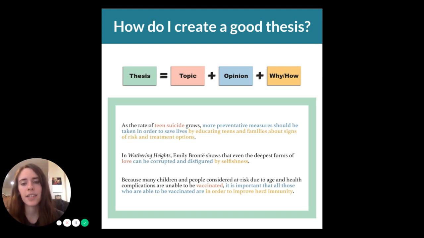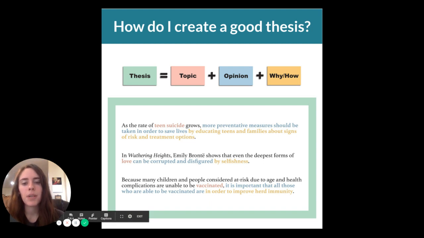Let's go ahead and take a look at the next example. In Wuthering Heights, Emily Bronte shows that even the deepest forms of love can be corrupted and disfigured by selfishness. So right here, again, we have that topic, the opinion, and the why or how. Now this last example is a little bit closer to the type of thesis statement you may find yourself writing for the persuasive essay. So let's go ahead and go over it together as well.